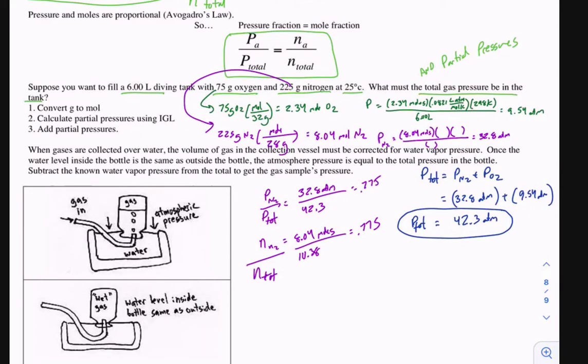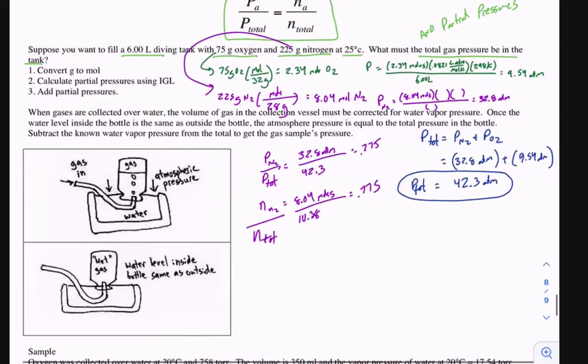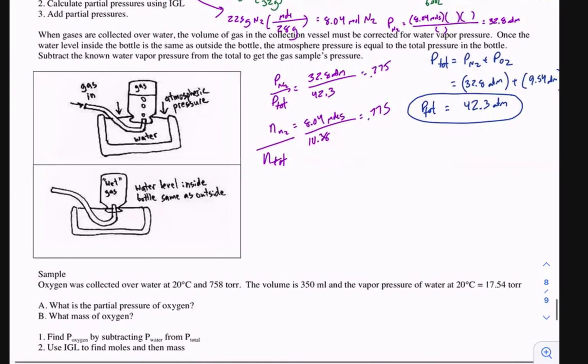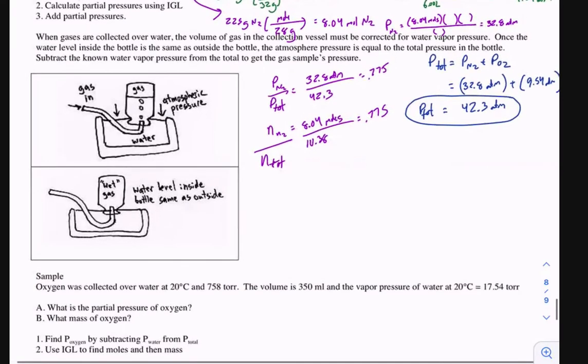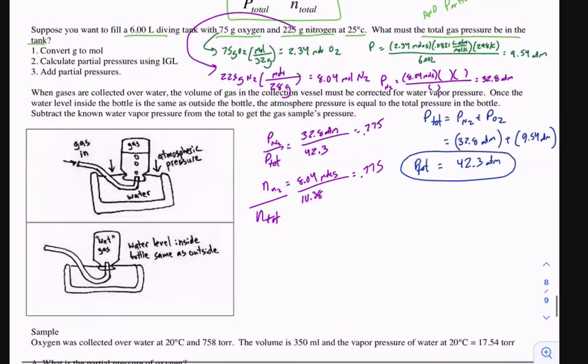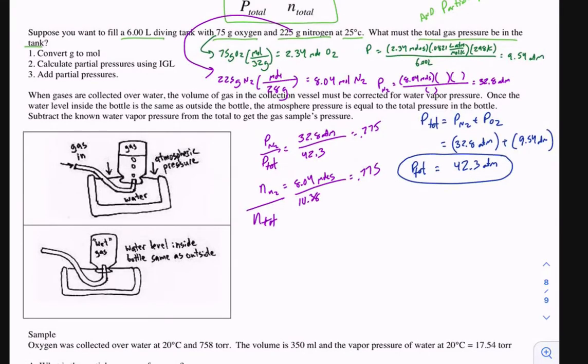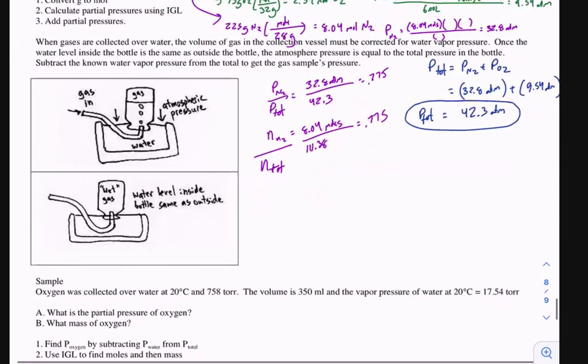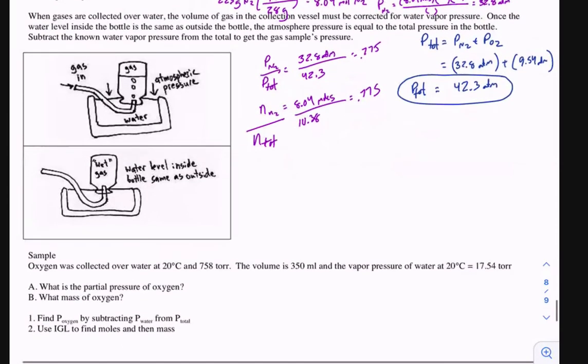Okay, one last thing to go over, and this is applying Dalton's law. This is called gas collection over water. So this is kind of tricky. So I'll go slow here.